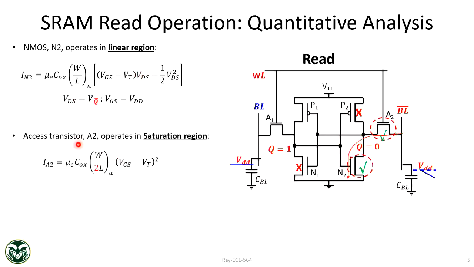How about this one? So for the access transistor, right? This is another transistor, A2, which is in contention. So for this access transistor, what is VGS?